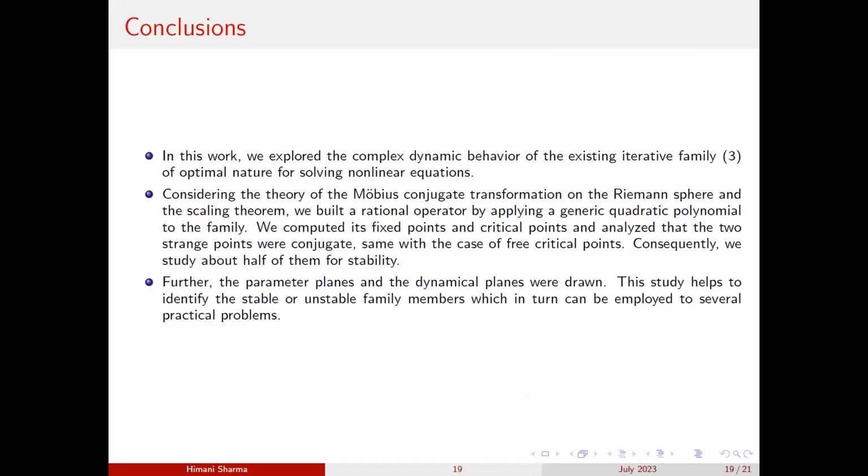To conclude, in this work we have explored the complex behavior of the iterative family by complex dynamical rules. We have taken the theory of Möbius conjugate transformation, in which we conjugate our iterative family through a rational operator, and then we analyze that rational operator by finding fixed points, critical points, and then drawing the parameter plane and dynamical plane. This study helps in identifying the stable or unstable family members, which in turn can be employed in several practical problems.